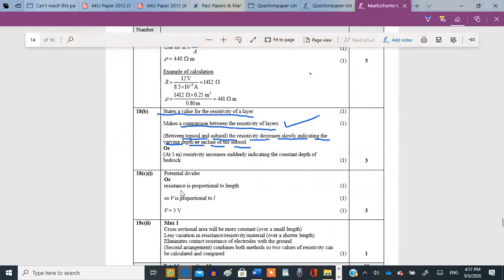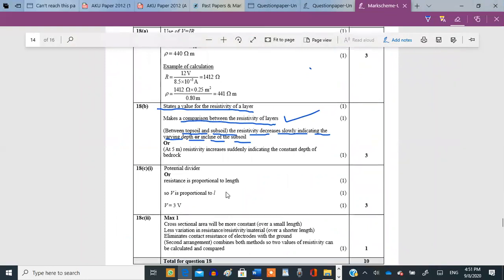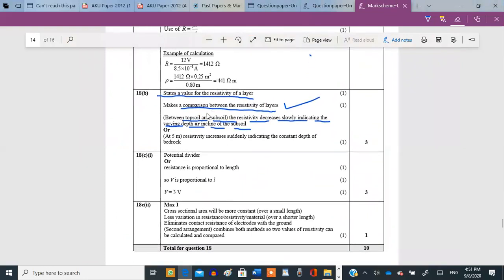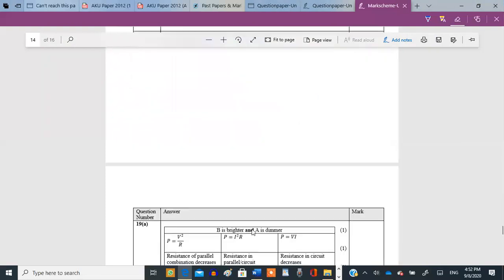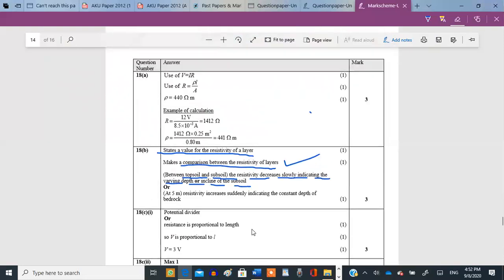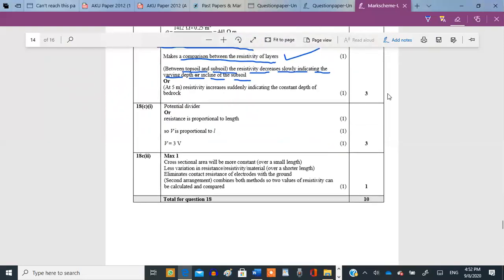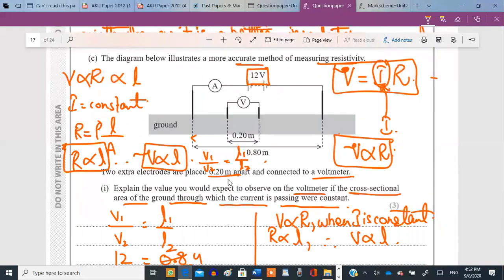So what did they write? Cross-sectional area will be more constant over a small length, less variation in resistance over a shorter length, eliminates contact resistance of electrodes with the ground, combines both methods so the two values of resistivity can be calculated and compared. Okay, so they've given you a lot of answer options over here. So I'll explain the first one.